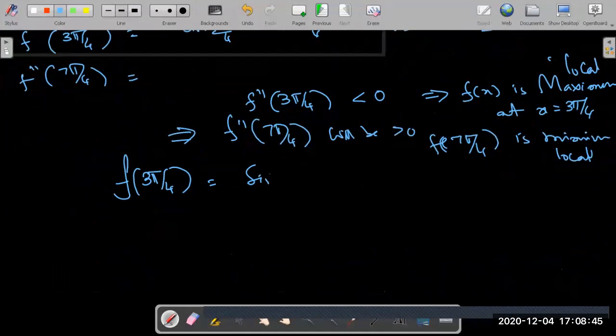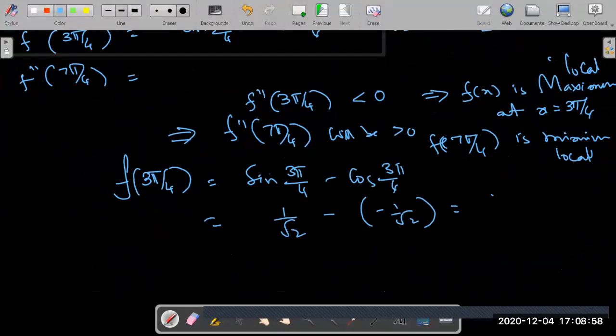So sin 3 pi by 4 minus cos 3 pi by 4, that's equal to 1 by root 2 minus minus 1 by root 2, because this is in the second quadrant. So you'll have 2 by root 2. So you'll have plus root 2. That's the maximum value. This is the maximum value.